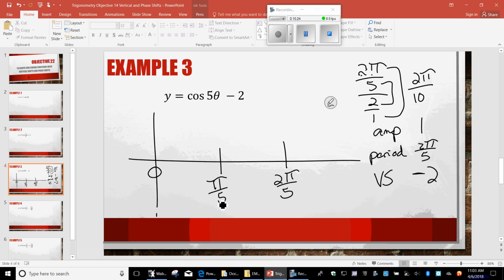If you did it in your calculator, you get 2 over 5 divided by 2. Math enter, you're going to get 1/5. And then you go back and put the pi in the numerator. So pi over 5. Okay? How do I get this piece?